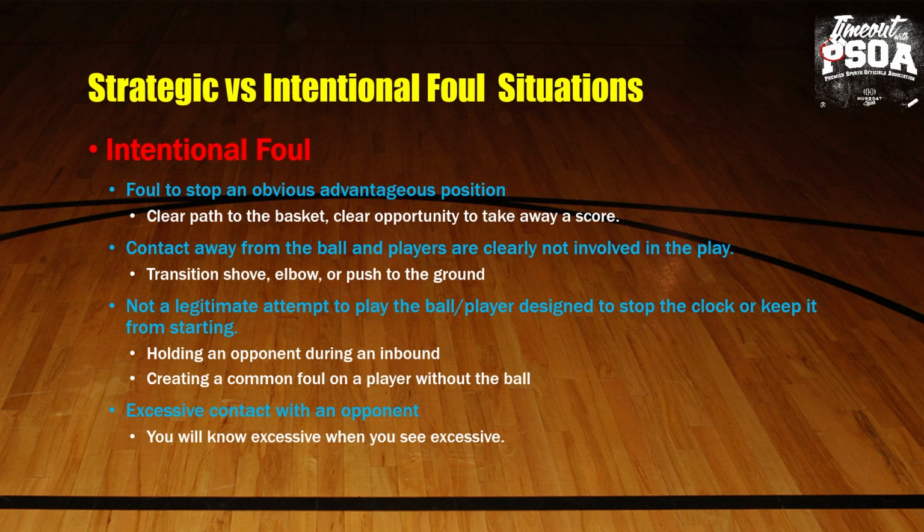There's 4 categories. It's a foul to stop an obvious advantageous position. So this is when a player has a clear path to the basket, a clear opportunity to receive a pass on a long pass, and all of a sudden they hug them, they pull their jersey. They're not making a play on the player or ball. They're just preventing that score. Intentional foul. All right, so it was obvious the offense was going to get a clear basket or attempt a clear basket, and the defense did not play the ball or player.